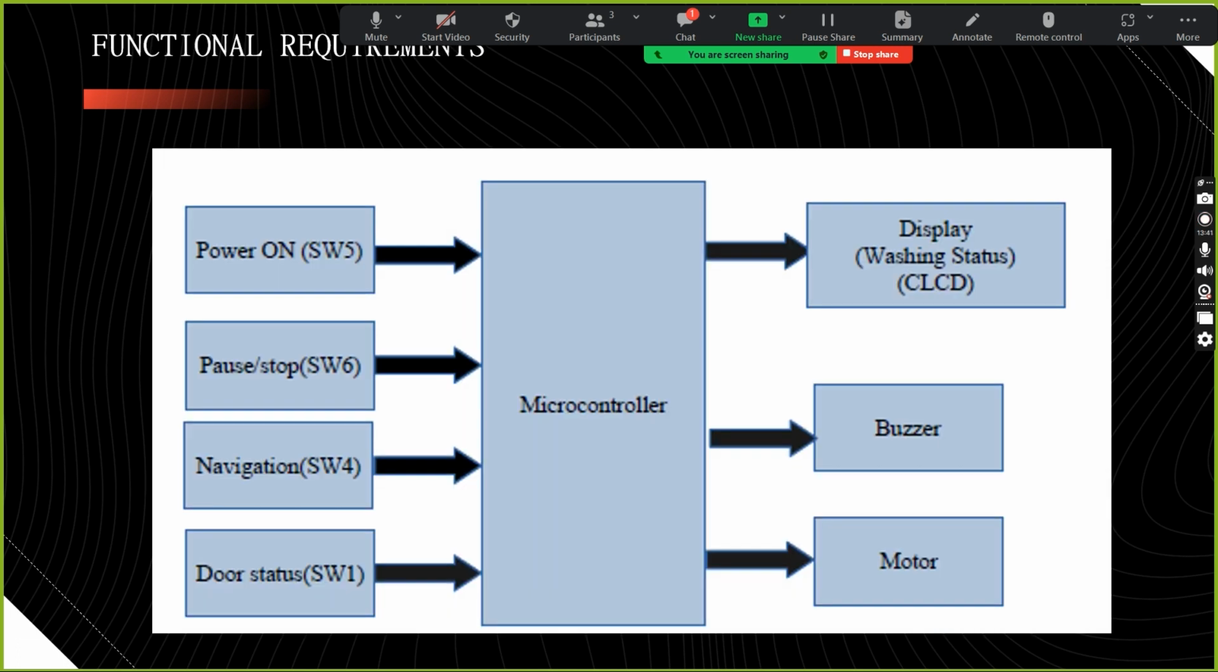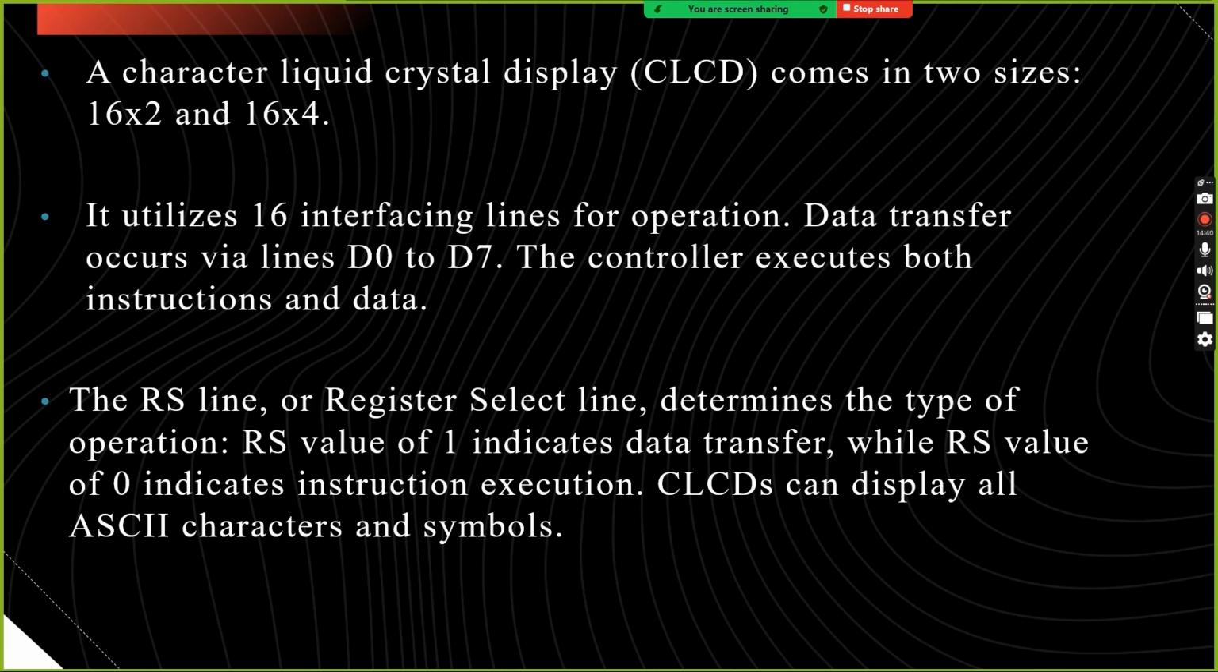Coming to the functional requirement, we will be providing a buzzer along with a motor indicating the navigation, power on, pause and stop, along with door status and display of washing status, which represents the various functionalities of the microcontroller programmed using PIC16F877A. A CLCD stands for Character Liquid Crystal Display, which comes in two sizes, 16x2 or 16x4. It utilizes 16 interfacing lines for operation.